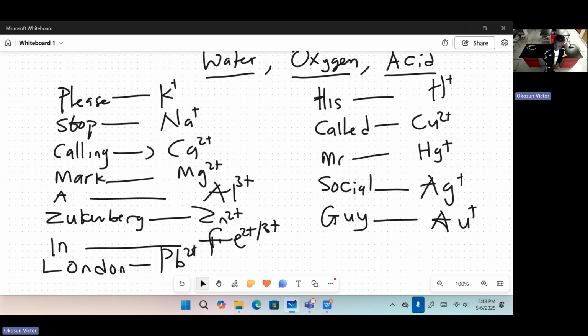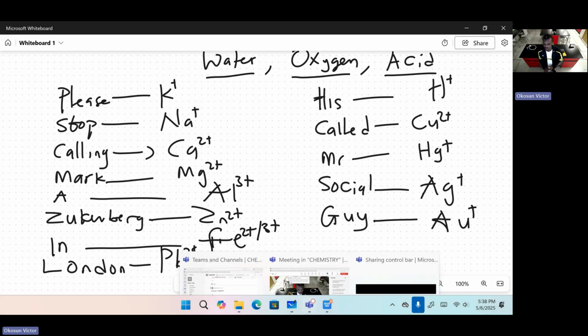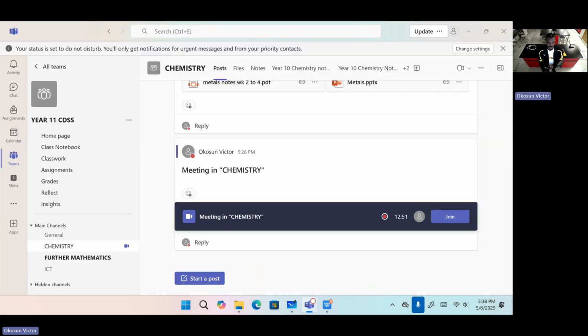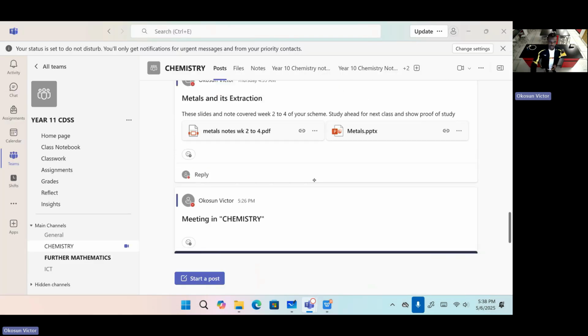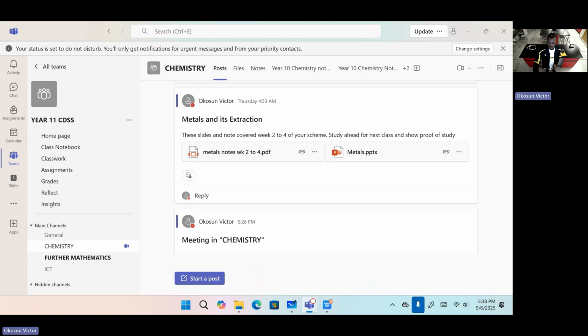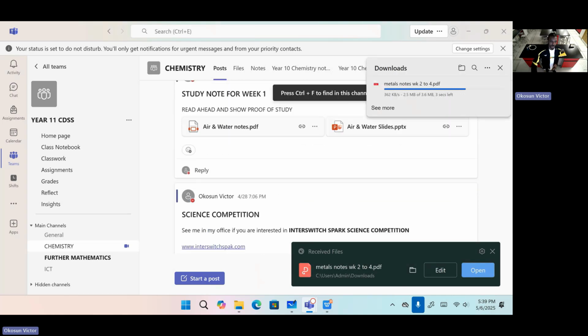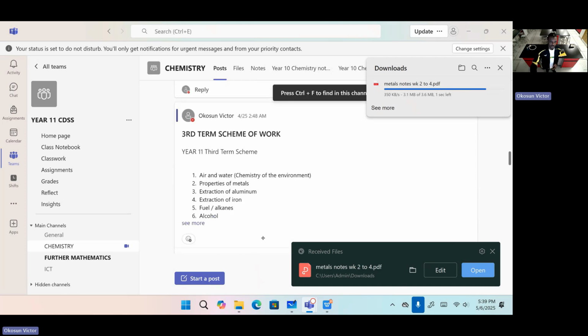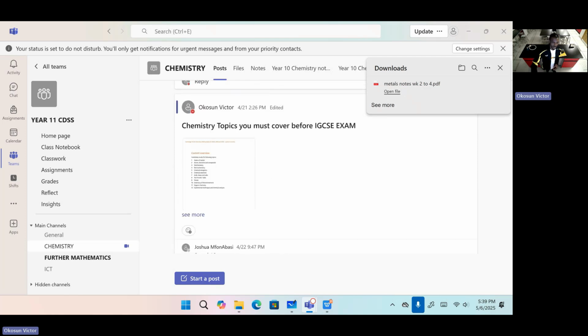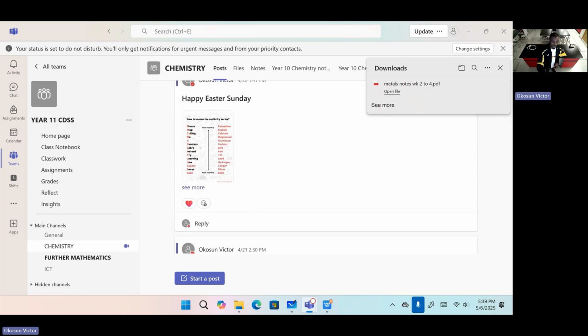Now, there's another way you can memorize this reactivity series. I posted that on the team channel. Let's quickly go to the team channel. Let me quickly show you something that I have sent. I sent these notes, these metal notes. Let me download them for you to see. While that is downloading, you can also use this to memorize the reactivity series of metal. Let me download this as well.